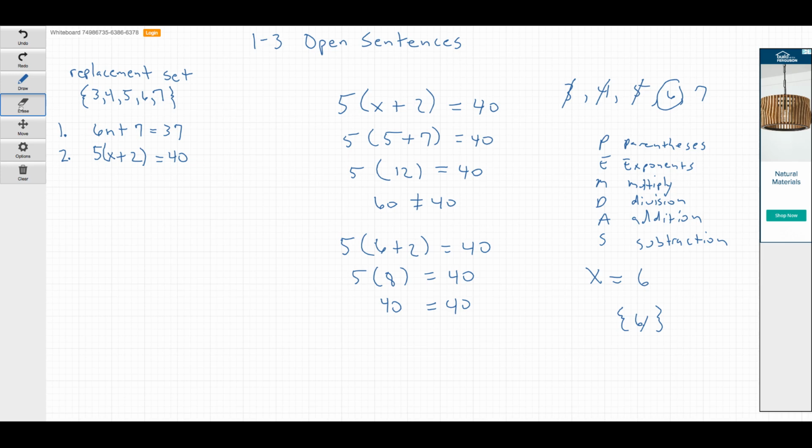So hopefully this helps. Hopefully this makes sense of what an open sentence is and what we're dealing with: replacement sets, variables, equations, and solution sets.